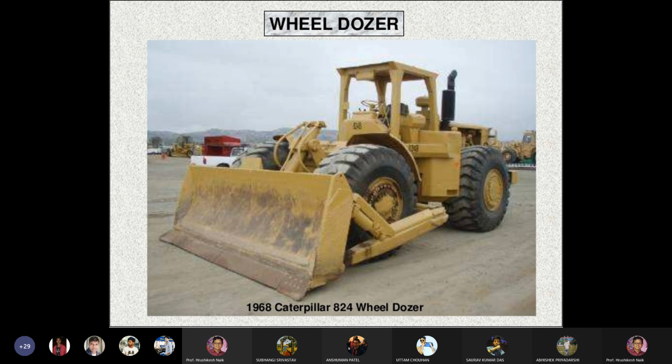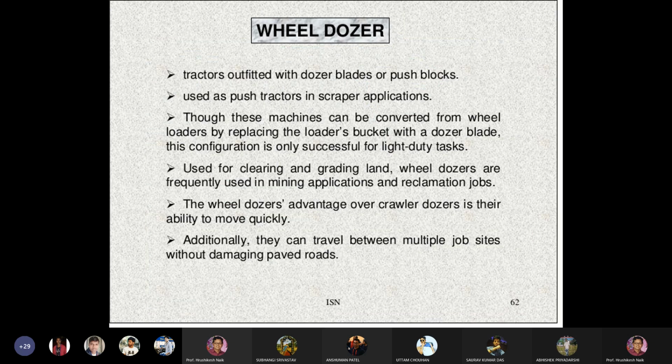This is the pushing blade of the wheel dozer. This is the wheel dozer. A wheel dozer is nothing but a tractor outfitted with dozer blades or push blocks, used as push tractors in scraper applications. These machines can be converted from wheel loaders by replacing the loader's bucket with a dozer blade. This configuration is only successful for light duty tasks.